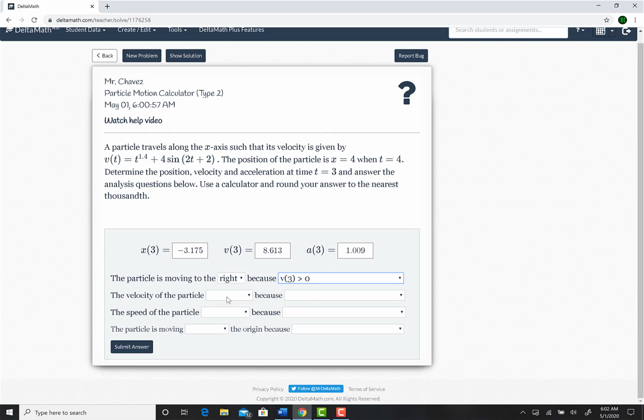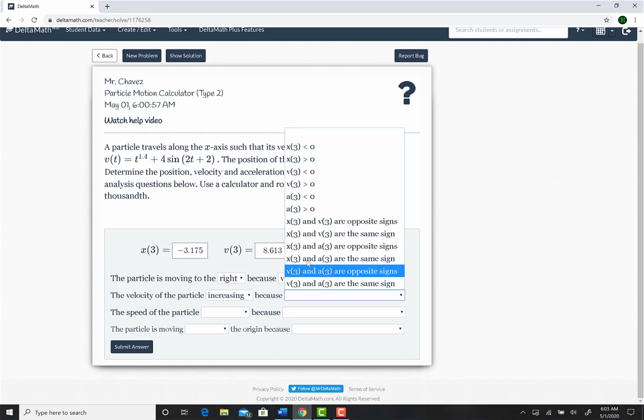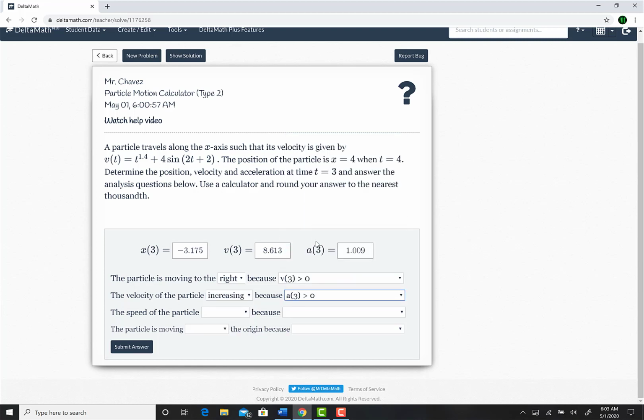The next one, the velocity of the particle is, let's see what it says, increasing or decreasing. Okay, well this one depends on the acceleration. The acceleration is positive, so that means my velocity is increasing because the acceleration is positive. So there it is, guys, very straightforward.